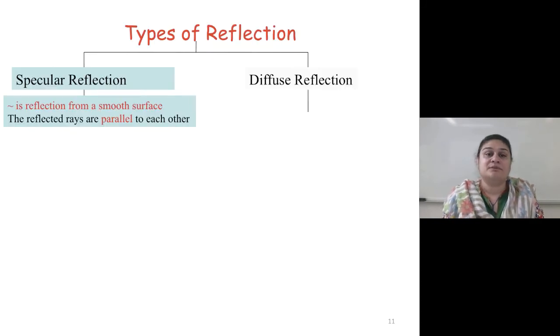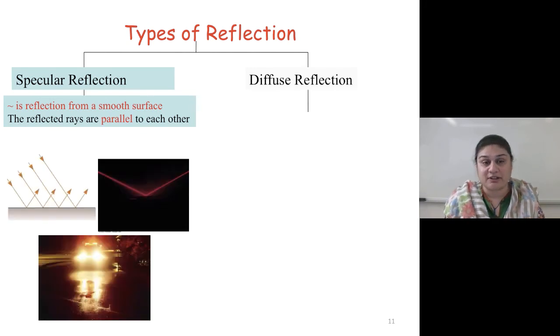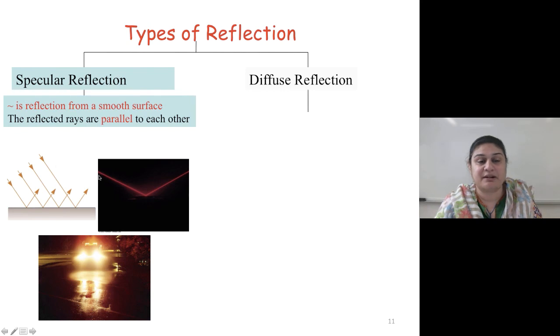There are two main kinds of reflections. One kind is called a specular reflection, which is a reflection from a smooth surface. Reflected rays are parallel to each other, like these ones. So rays coming in, rays going out, like a laser pointer, for example. These are called specular reflections.